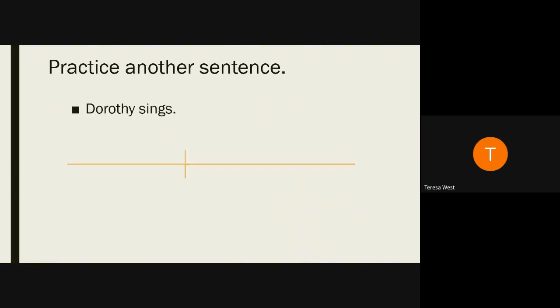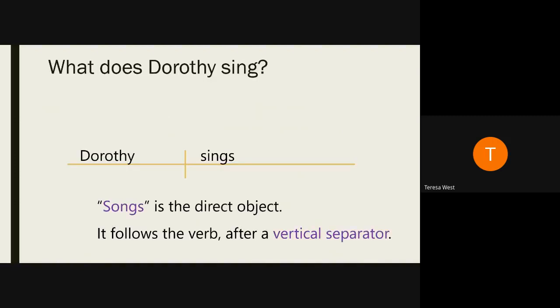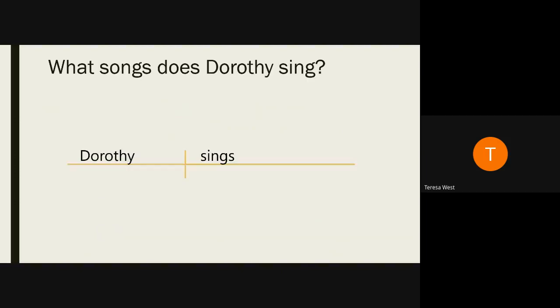Practice another sentence. Dorothy sings. Dorothy is our subject. She's on the left. Sings is on the right. Dorothy sings songs. What does she sing? Dorothy sings songs. Songs is the direct object. It's what she is singing. So we do that line that just goes to the baseline, and then we pop songs on the other side. If it follows the verb, it goes after the vertical separator. Dorothy sings. What does she sing? She sings songs. What songs does Dorothy sing?